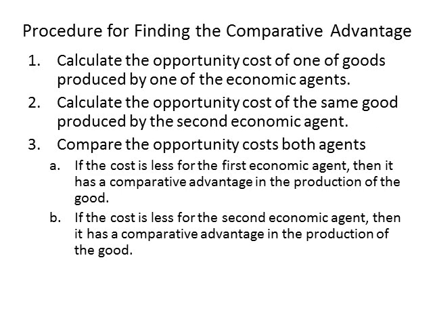Let us look at how one might go about finding the economic agent with the comparative advantage for the production of a particular good or service. The procedure for finding the comparative advantage is: 1. Calculate the cost of one of the goods produced by one of the economic agents. 2. Calculate the opportunity cost of the same good produced by the second economic agent. 3. Compare the opportunity costs of both agents.